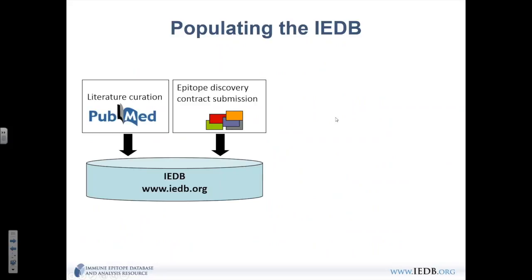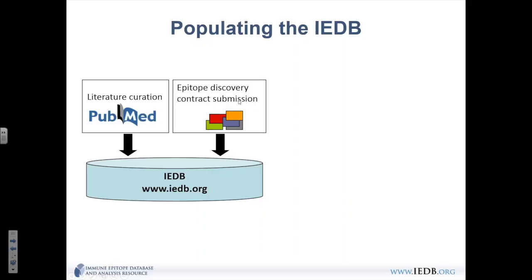So I'm going through my standard slides and talking about what we do in the IEDB, and I'm always highlighting the lessons learned in this context. The IEDB, as I said, has two sources of data. One is literature curation. We take PubMed as the initial starting point, using query and document classification algorithms to identify relevant papers, which are then curated.